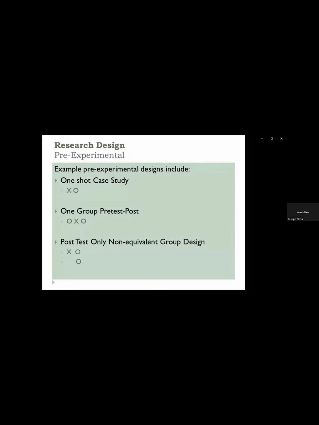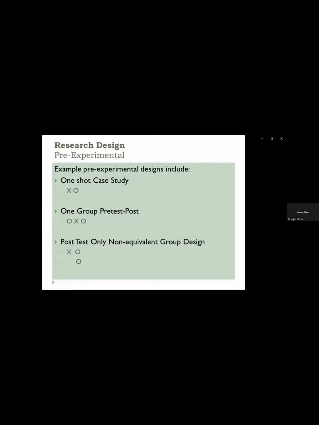Here are commonly used pre-experimental designs. As I just mentioned, the question I just proposed, do parents have better parenting skills after a parenting intervention? That's an example of a one-shot case study. Parents are given a parenting skill intervention, and then their parenting skills are measured. Now, you probably already see the weakness in this study. I'll give you a moment to think about it.